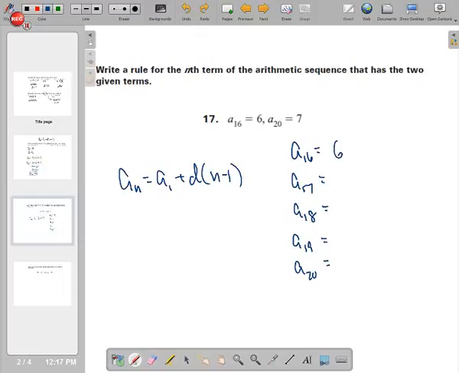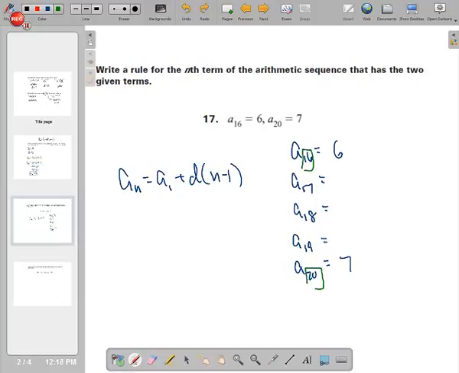This is 6 and this is 7. So what you need to figure out is how many jumps it's going to take to get from 6 to 7. How many times you're going to have to apply the common difference. 1, 2, 3, 4. And the easy way to do that is to just look.